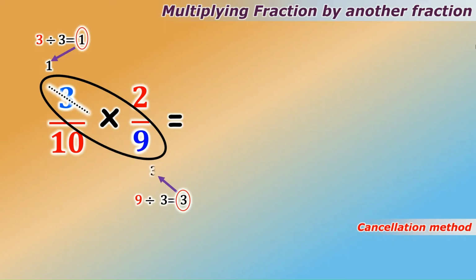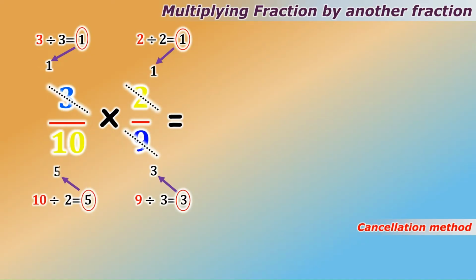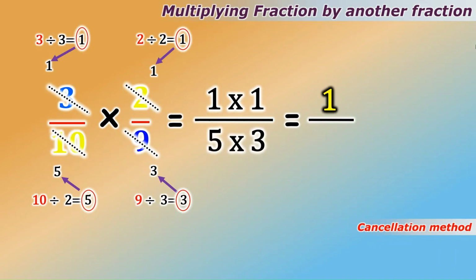We do the same thing with numerator 2 and denominator 10. They share a common factor of 2. 2 divided by 2 is 1. 10 divided by 2 is 5. Apply the basic steps in multiplying fractions. Multiply both remaining numerators and the remaining denominators. 1 times 1 equals 1. 5 times 3 equals 15. The answer is in lowest terms already, since the numerator is 1. We have the final answer 1/15.